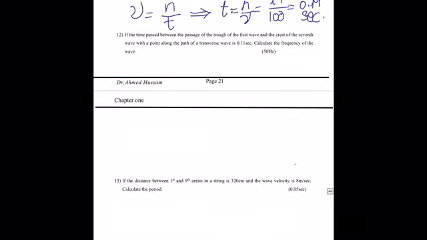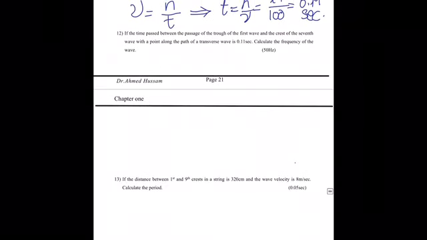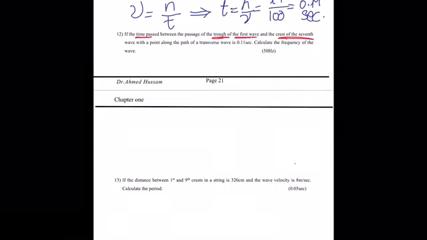Then let's move to number 12. The time passed between the passage of the trough of the first wave and the crest of the 7th wave at a point along the path of a transverse wave is 0.11 second. Then the time is given as 0.11 seconds.